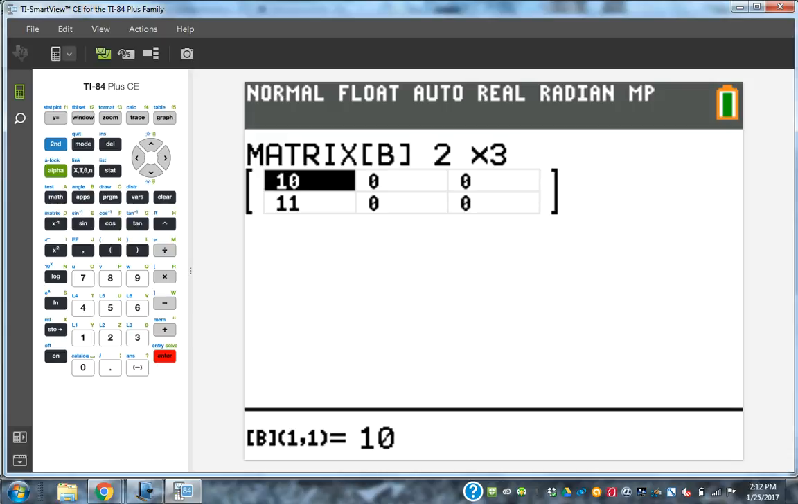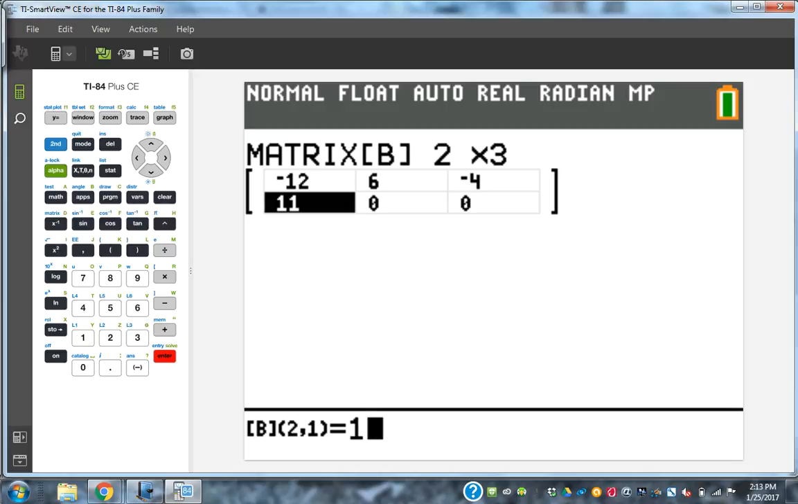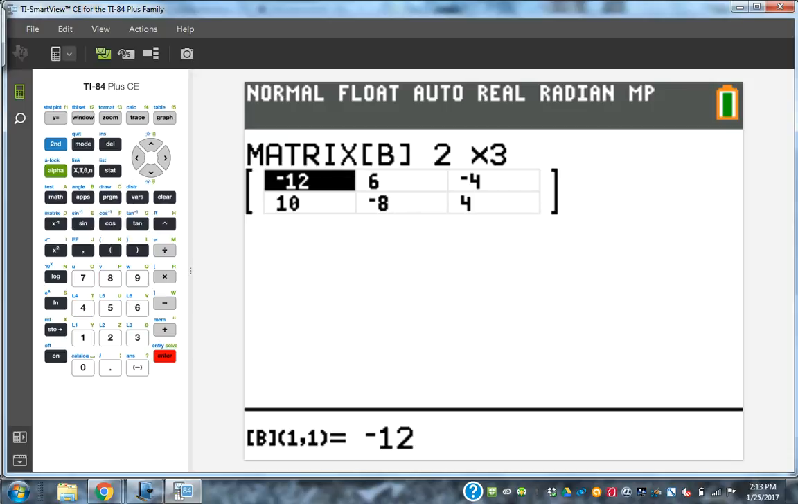Now you're going to type in that second matrix that we did. Okay. Let's put in the second matrix. We have -12, 6, -4, 10, -8, and 4. All right, well, everybody got that matrix in there?